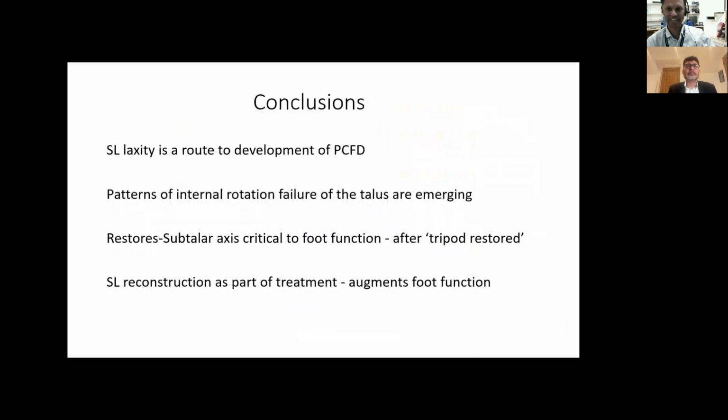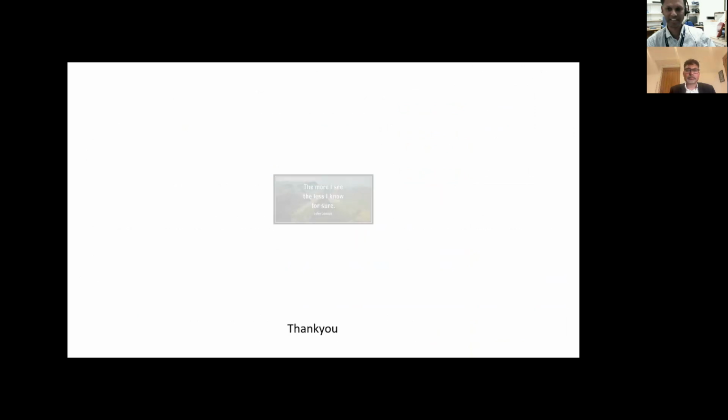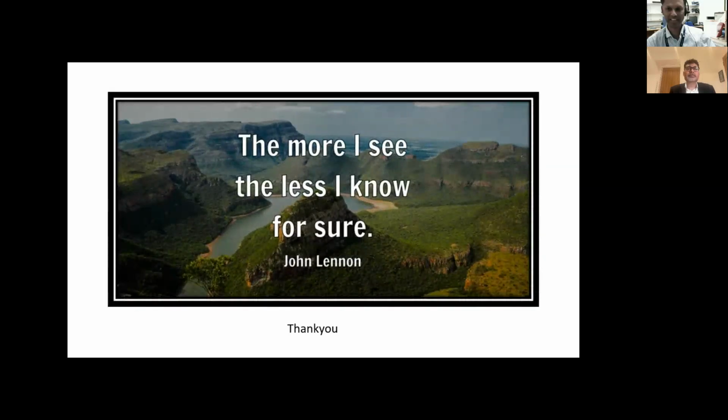So in conclusion, spring ligament laxity, I believe, is a route to development of PCFD. There's patterns of internal rotation failure of the talus that are emerging. Restoring that subtalar axis is critical to foot function after restoring the tripod stability, and it should be part of modern treatment plans. I'm going to get you out on this. And this is a quote from John Lennon, and I believe this is true. The more I see, the less I seem to know for sure.